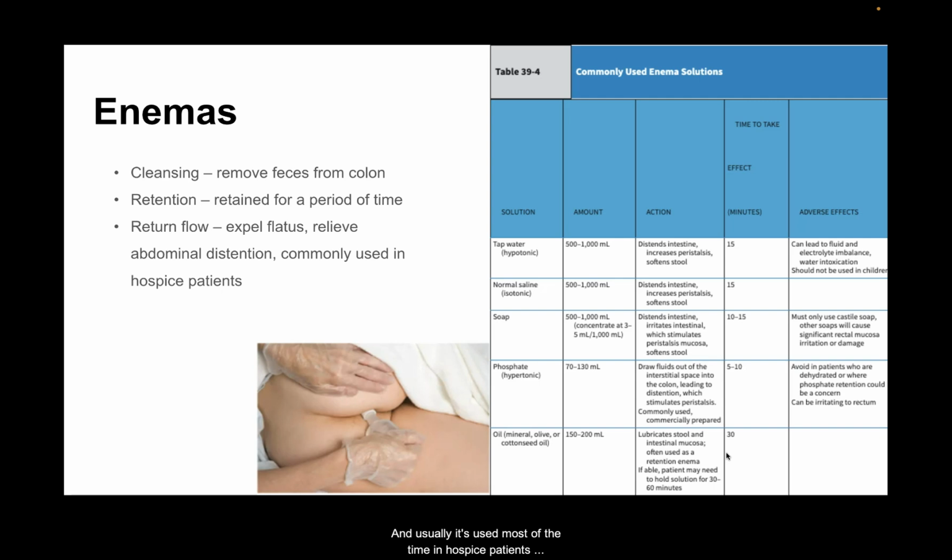And usually it's used most of the time in hospice patients because they're bedridden a lot of times, and it slows down their peristalsis. And here are the different types of commonly used enemas, and we will go over some of these in skills lab.